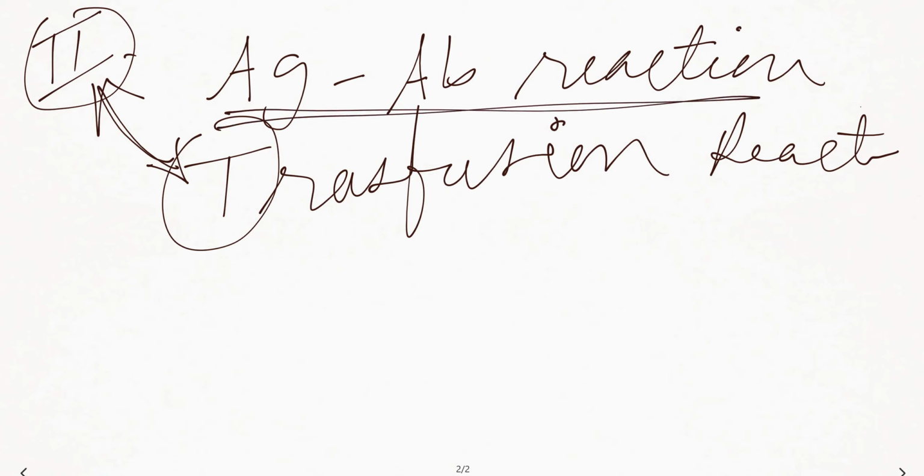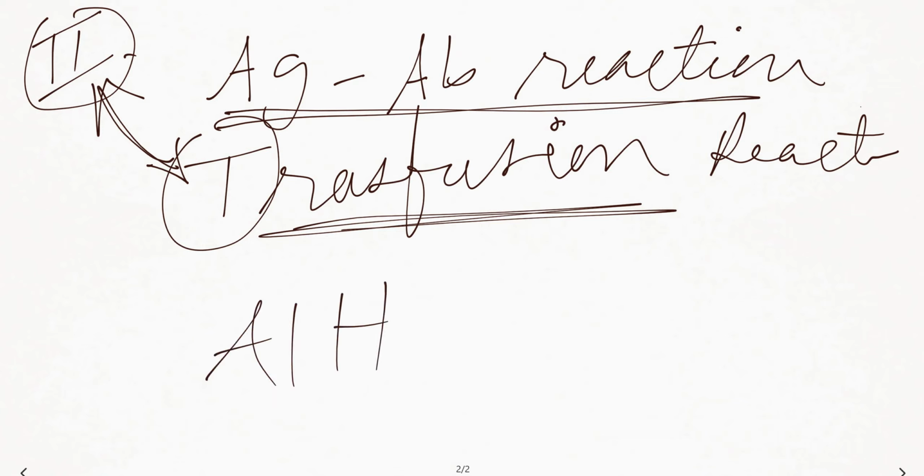There is an antibody that attacks the antigens on the surface of the blood cells, and in the transfusion reactions, these are the ABO antigens, as you know. Autoimmune hemolytic anemia also is another example for you. Okay, this is type 2.